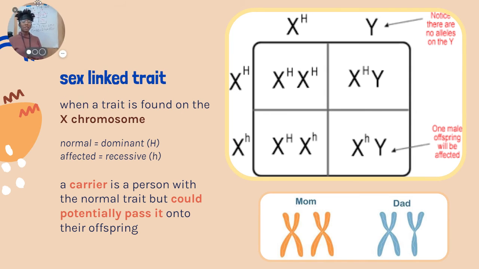So again, a sex-linked trait is going to be a trait that is found on the X chromosome. The normal is typically going to be dominant, and the affected or the diseased or whatever you want to say is going to be recessive with an h. While a carrier is going to be a person with a normal trait that displays the normal trait, but could potentially pass it on to their offspring. That was that example right there that we had on the last page.